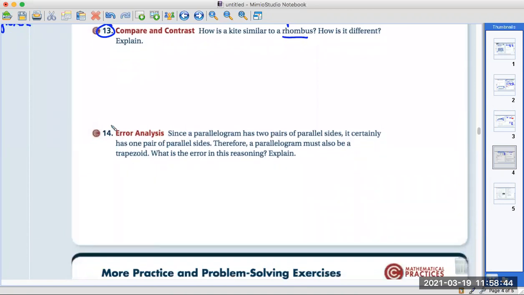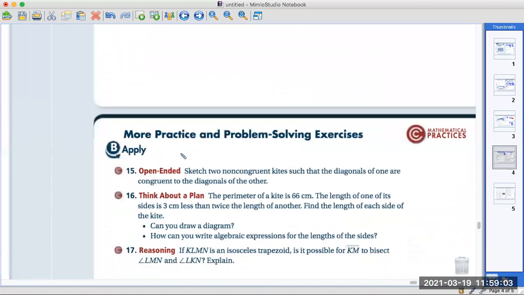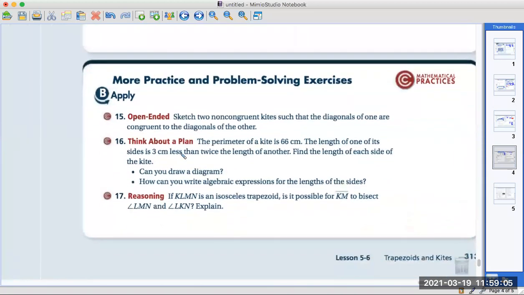And there's an error somewhere in this thinking. Since a parallelogram has 2 pairs of parallel sides, it certainly must have 1 pair of parallel sides. Therefore, a parallelogram must also be a trapezoid. What is the error in this reasoning? You could also look at the chart on the left side of the page or come up with your own reason. Think about a plan, number 16.